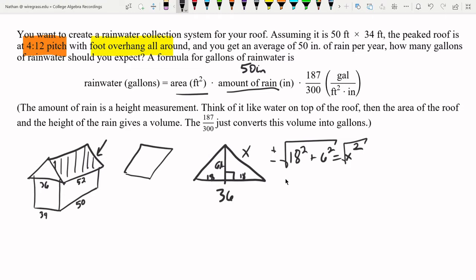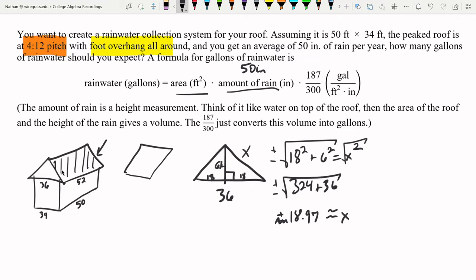18 squared is 324 plus 36, which is 6 squared. And then taking the square root of that gives us 18.97 approximately. And because we're looking at a distance measurement here, we actually don't need the negative. Distances cannot be negative, so there's no real reason to leave the negative in there. So x is just equal to 18.97.